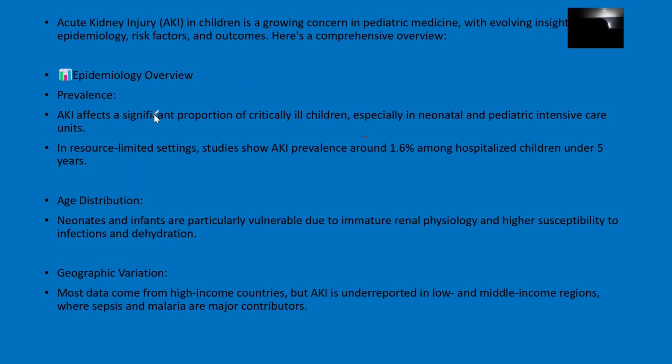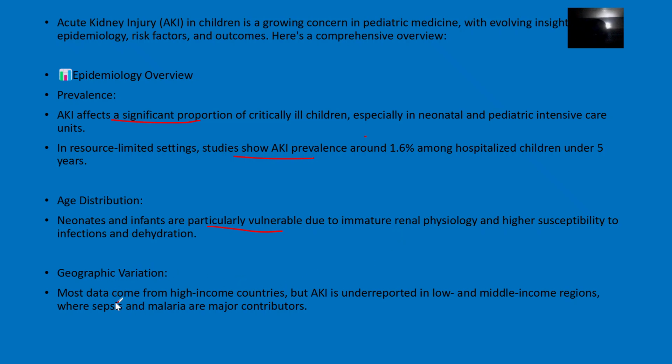So the prevalence, we say that it affects a significant proportion of critically ill children, especially in neonatal intensive care units or pediatric intensive care units. In resource limited settings, studies show that the AKI prevalence is about 1.6%. If you gather all the children hospitalized, at least 1.6% of them should be having issues with the kidneys. Age distribution: neonates and infants are particularly vulnerable. This is because their kidneys are still immature, they are just coming up, and there's a higher susceptibility to infections and dehydration.